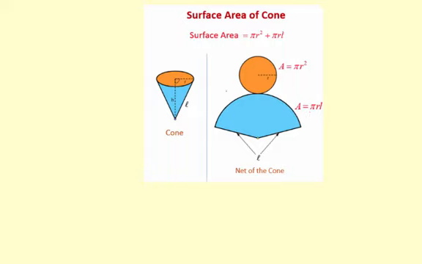So let's say, for example, you have a cone and this measurement is 3, and this measurement here is 5. So the surface area would be pi times 3, that's the radius, squared, plus pi times the radius 3 again, and then times the slant height, which is 5. So that equals pi times 3 squared. 3 squared is 9. So I'm just going to write this as pi times 9, or simply 9 pi.